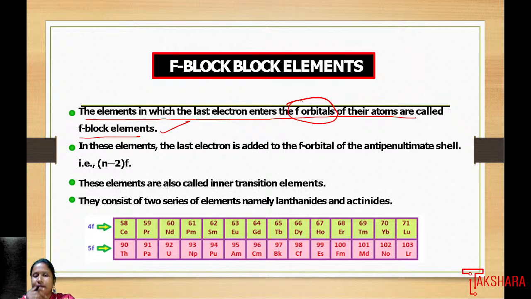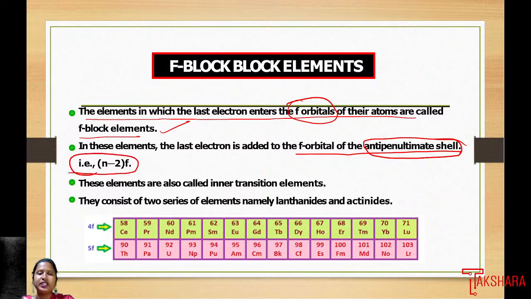Then, in these elements, the last electron is added to the F orbital of the anti-penultimate shell. The last valence electron is added to the F orbital, and that shell we call the anti-penultimate shell. So that anti-penultimate shell is represented by n minus 2 f. Anti-penultimate shell is represented as what? n minus 2 f.